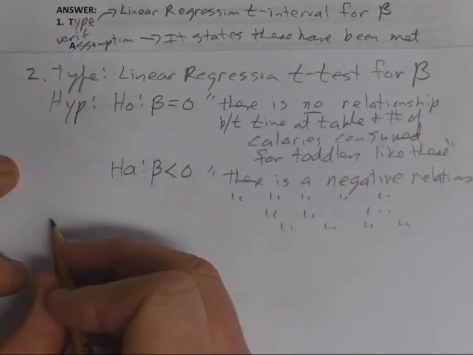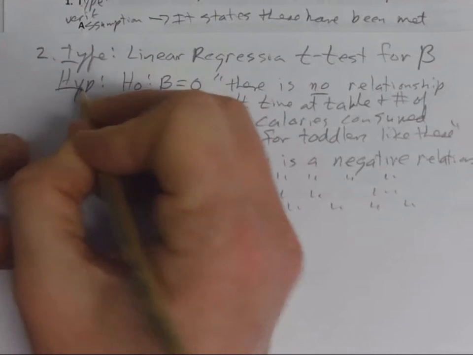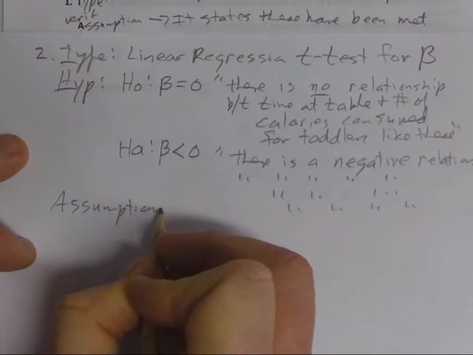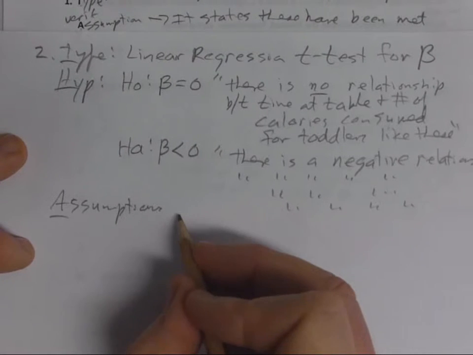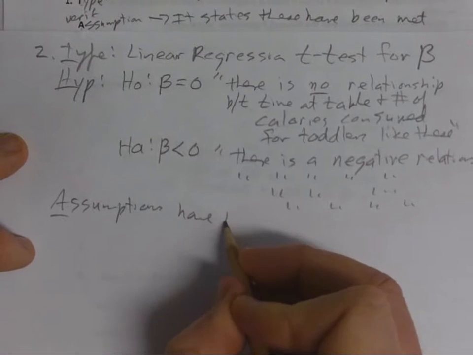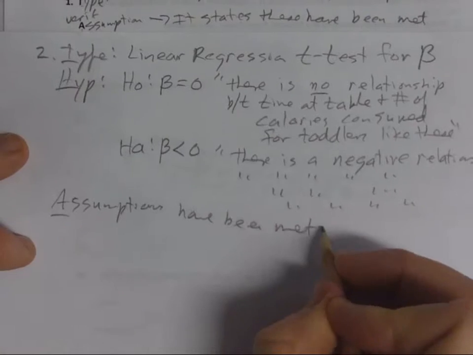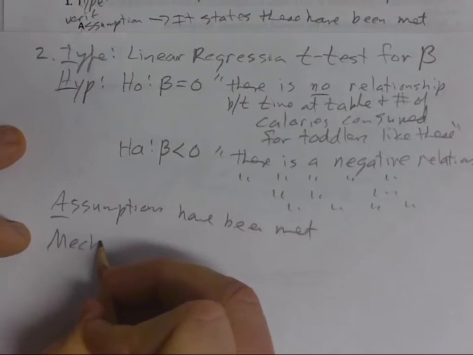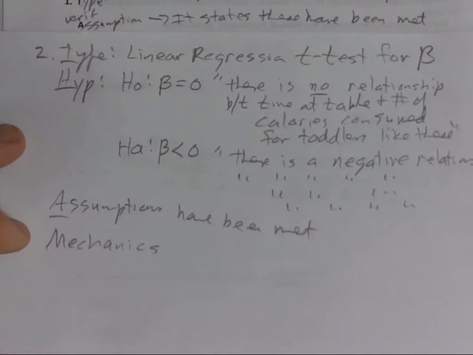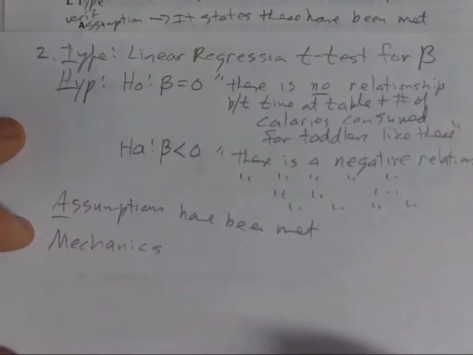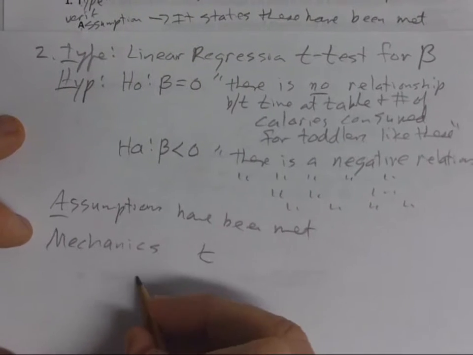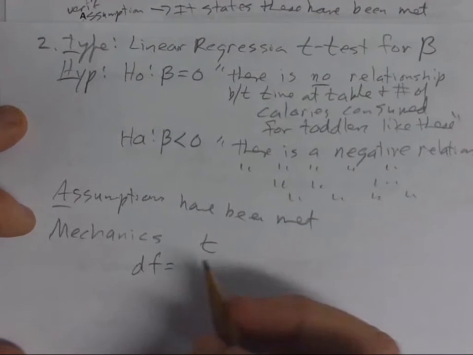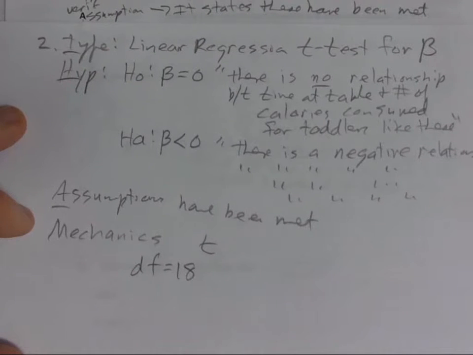And of course, then we have our assumptions, our THAME acronym. We have our assumptions, which we will do thoroughly in the next example. But those have been met. It's said that they were met up there. All right, so now our mechanics. Okay, so our test statistic is going to be T. So we have a t-test statistic, and so anytime you have t or chi-squared, you got to state your degrees of freedom. Of course, we already know that's n minus 2, which is 18.